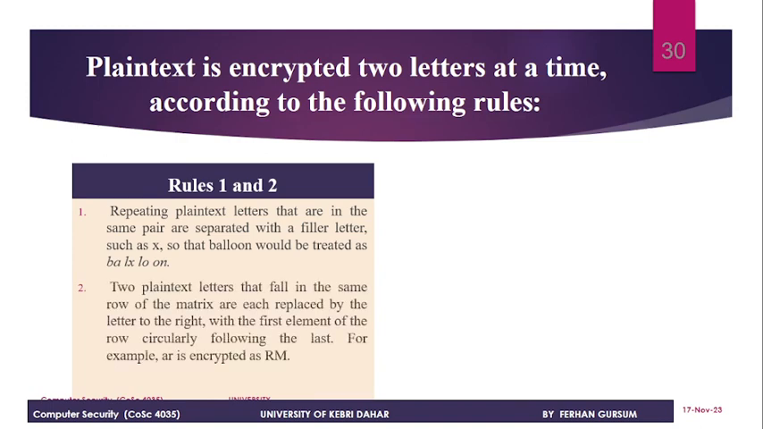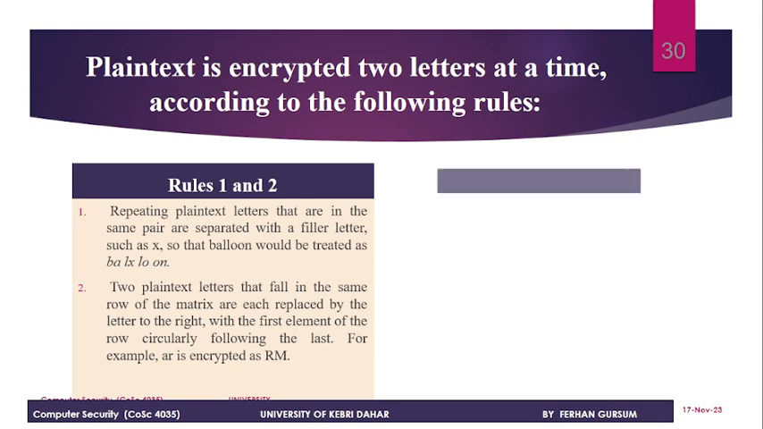Rule number 2: the plain text letters that fall in the same row of the matrix, as I told you, are each replaced by the letter to the right, circularly following the last element of the row. For example, AR is encrypted as RM. Okay, is this clear?